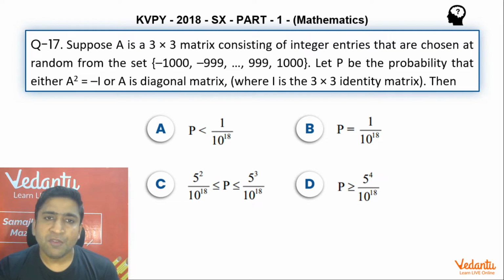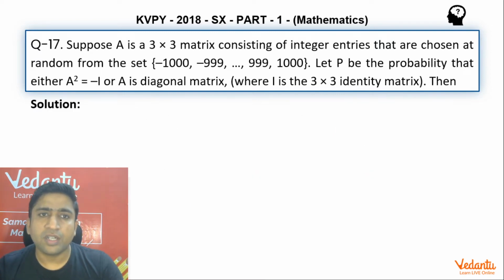So bacho, for this particular application, if you ask me, this question is not that difficult. I hope you must have done some PNC applications in matrices, right? So this is just one such classic application. I'll just explain the logic of attempting this question. So now let's see how we are going to attempt this one. The question is saying a matrix A is 3 cross 3, and let P be the probability that either A square is equal to minus I or A is a diagonal matrix.